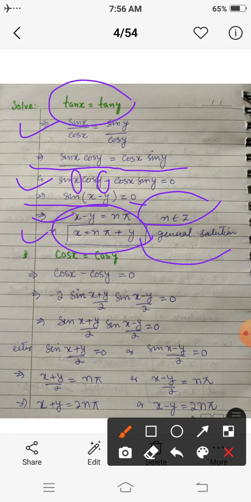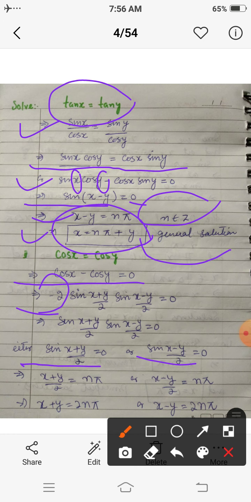Similarly, if cos x equals cos y, we have to find the relation between x and y, or simply we have to find the values of x at which this equation is satisfied. Now cos x equals cos y implies cos x minus cos y is 0. So using the cos x minus cos y identity, it is simply minus 2 sin((x plus y)/2) into sin((x minus y)/2). So this means that the product is 0, and minus 2 is not 0. So either sin((x plus y)/2) is 0 or sin((x minus y)/2) is 0.